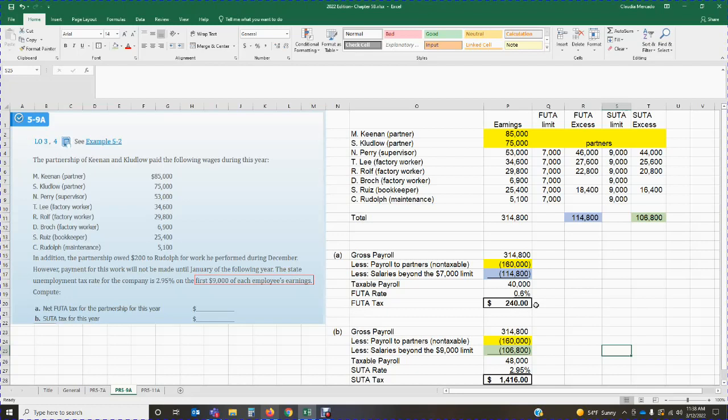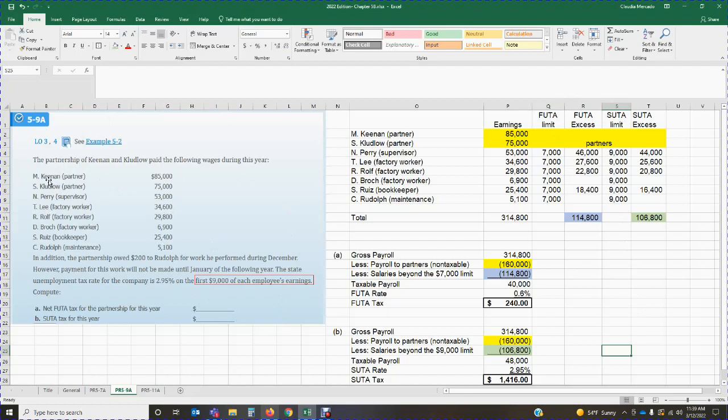Now for our state unemployment, that's where we actually contribute into our state unemployment fund in case our employees are laid off, we are putting $1,416. So that is the requirement. Make sure that you clearly understand the pseudo limit and the pseudo limits provided. Read the problem carefully.